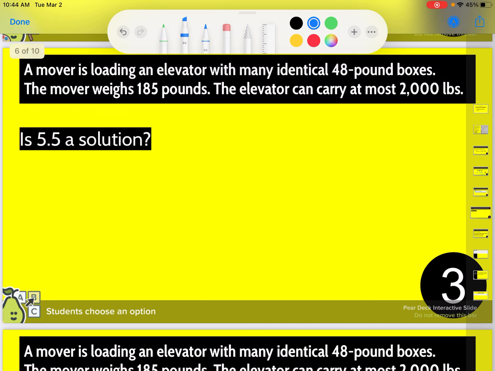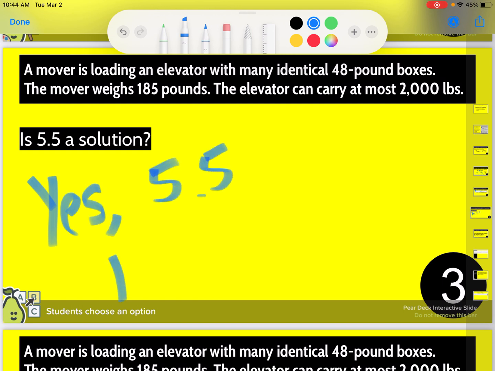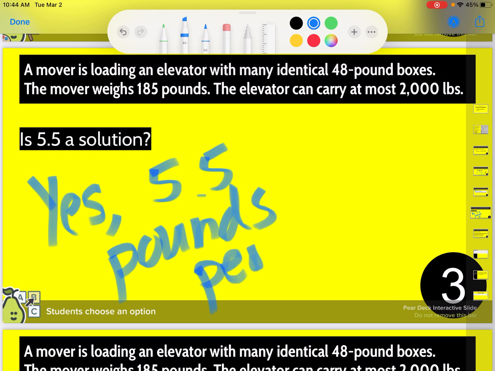So then it says, is 5.5 a solution? So the question is, is 5.5 a solution for what? The weight of the boxes. So 5.5 is the number of pounds in each box. So yes, 5.5 pounds per box is an answer.